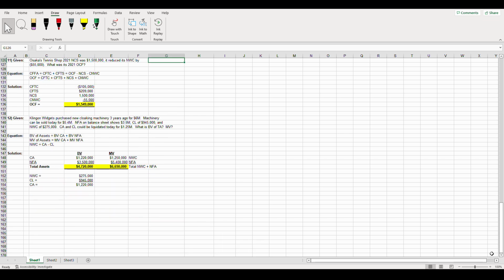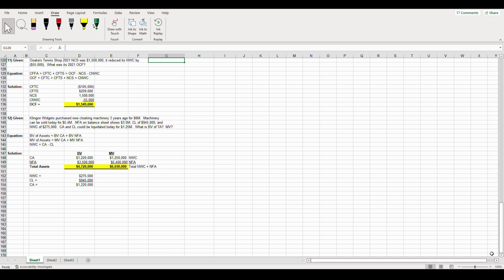In problem number 11, Osaka Tennis Shop had net capital spending of $1.5 million. It reduced its net working capital by $55,000. What was this 2021 OCF? This problem's a little more tricky and complicated. As we get higher and higher in the numbers, the problems get more and more intermediate. So we'll do a couple more.